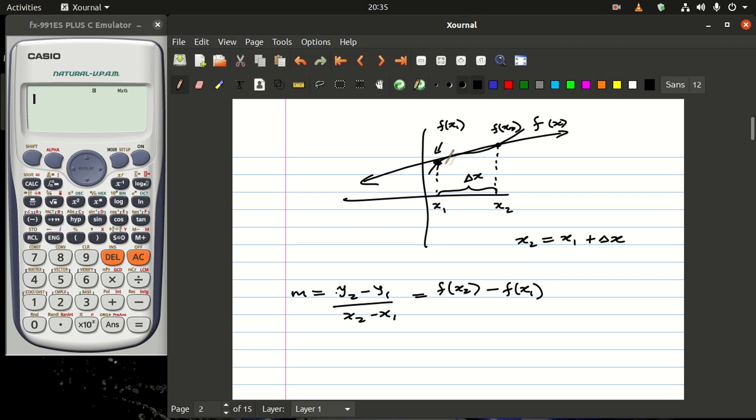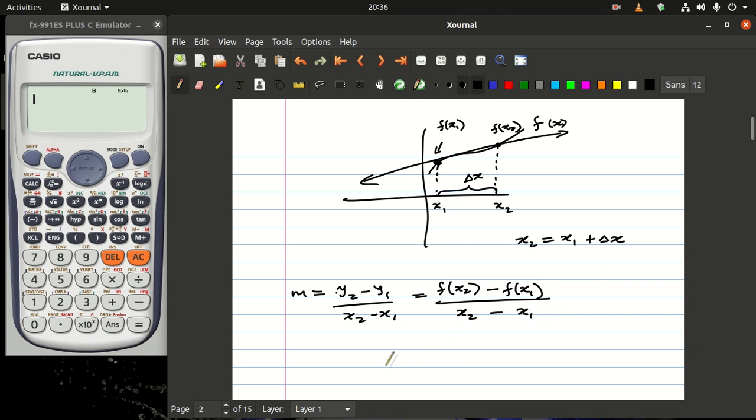right? Because this is x1 and the output that is associated with that, and this is x2, the output associated with that is that. And then you divide by x2 minus x1. If you decide to switch these around and you want to say y1 minus y2, we also switch this one around because we want x2 and x2 to be matched and x1 and x1 to be matched.